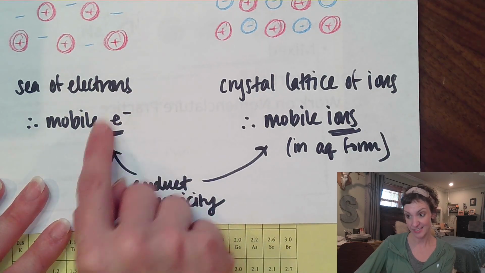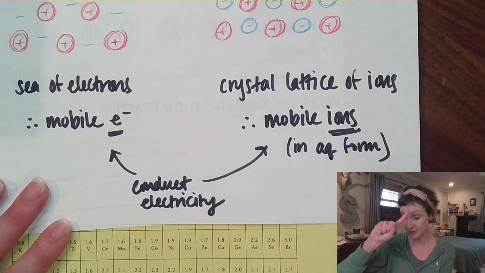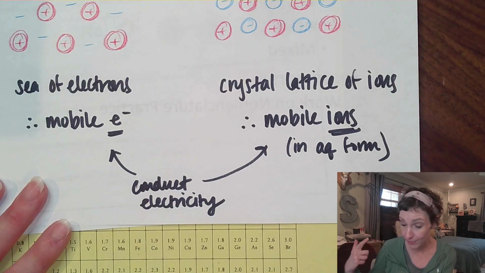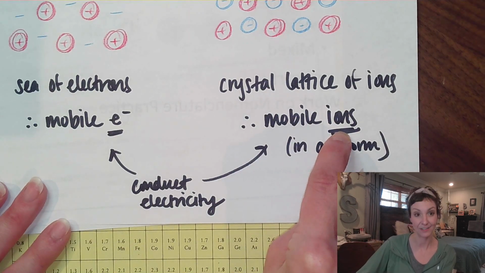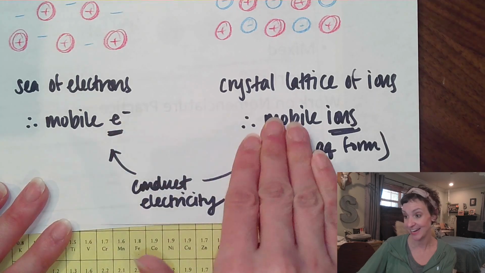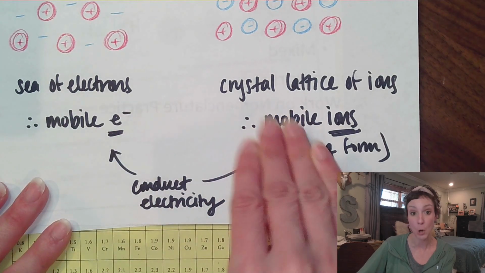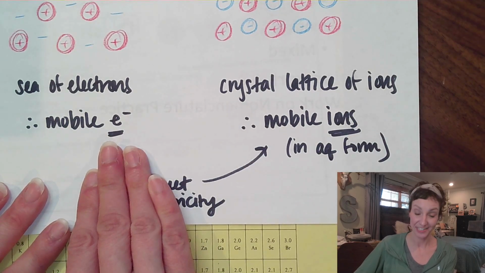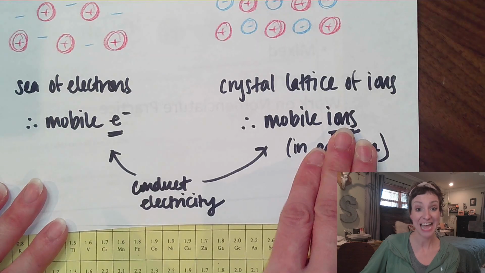My sea of electrons is an electron, just a little electron moving around. In my ionic compound, either in liquid or aqueous form, it's an entire negatively charged ion. So the key thing here is to conduct electricity, you must have mobile charged particles. In metallic bonds, it's electrons, and in ionic bonds, it's ions.